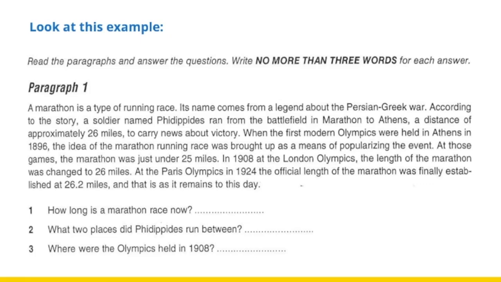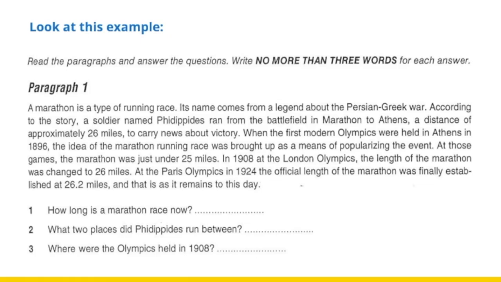How long? It represents a number. So we'll be looking for a specific number. Number 2, what 2 places did Philippides run between? What 2 places is a specific name for places. And the last question we have, where were the Olympics held in 1908? In this case, where is going to be a place, similar to number 2.